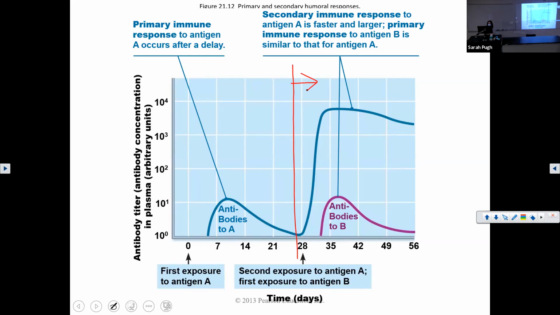Okay, so remember, everything in blue, this was our primary response. First time we saw the foreign antigen. Took a while to make those antibodies. You can see here, second time you are exposed to the exact same antigen, your antibody levels start climbing immediately. And notice how much higher they get. So you pump out way more antibodies during a secondary response than you ever did during a primary response. And again, this is why you don't even feel sick. You don't even know that you were infected.